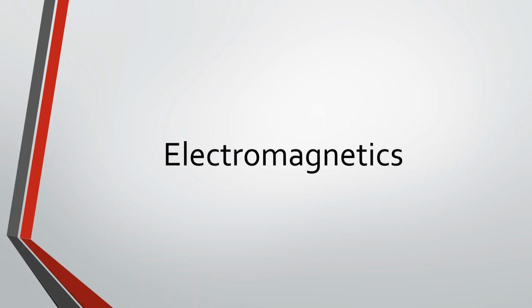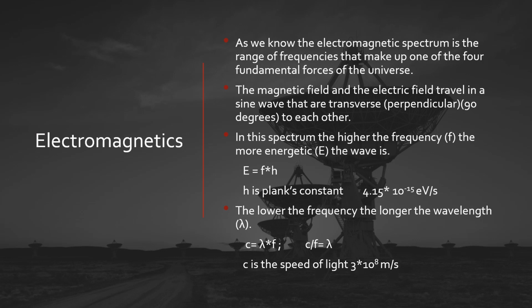We'll start with electromagnetics. So first we'll have a review of electromagnetics. What we already know is that the electromagnetic spectrum is the range of frequencies that make up one of the four fundamental forces of the universe. The magnetic field and the electric field travel in a sine wave that are transverse. That means that they're perpendicular, 90 degrees offset from each other as they travel. In this spectrum, the higher the frequency, the more energy the wave has. And that's denoted by the equation E equals F times H, where H is Planck's constant.